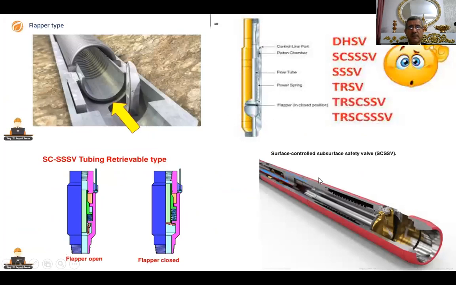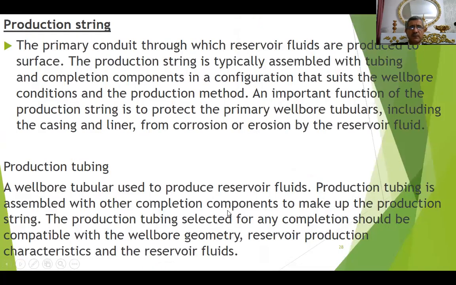Here is the sub-surface safety valve. We call it downhole safety valve, surge control sub-surface safety valve, surface safety valve, tubing retrievable. So different names for the same item. Here is the flapper here. And here, if the flapper is open like this, then the safety valve is open. If the flapper is closed like this, then the safety valve is closed.